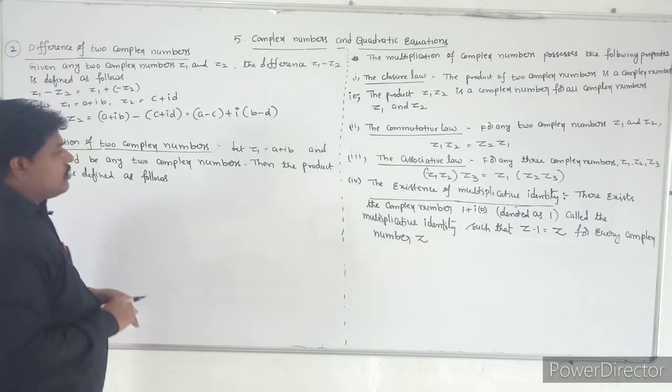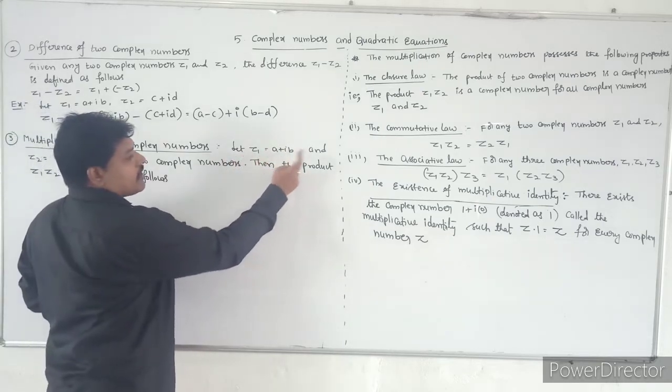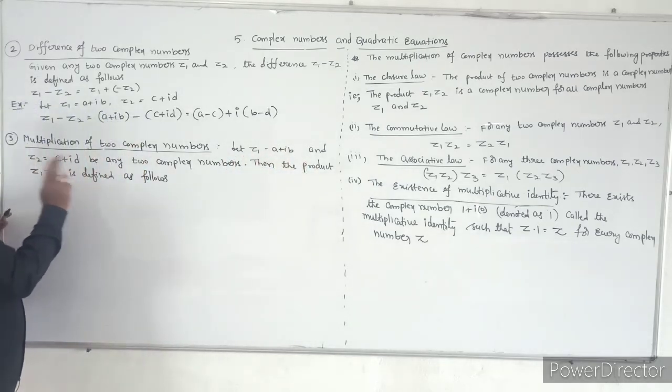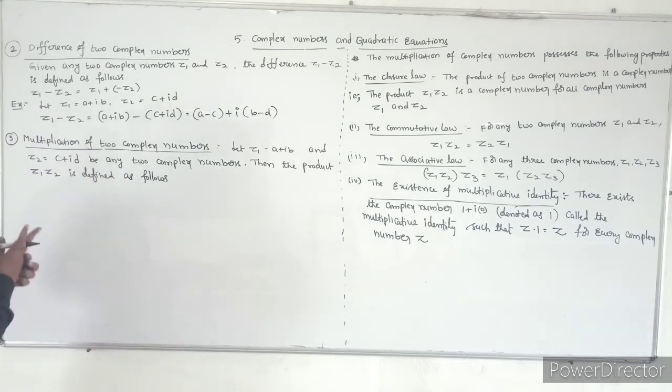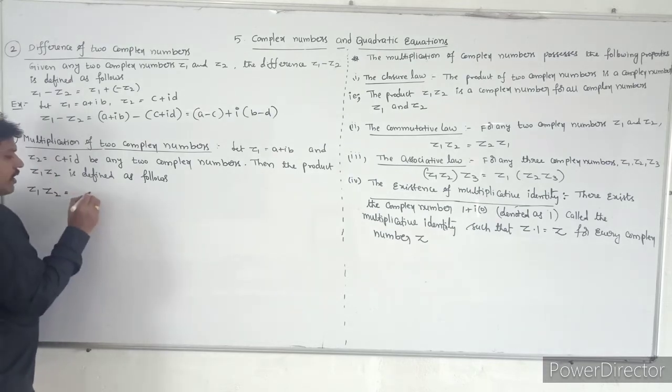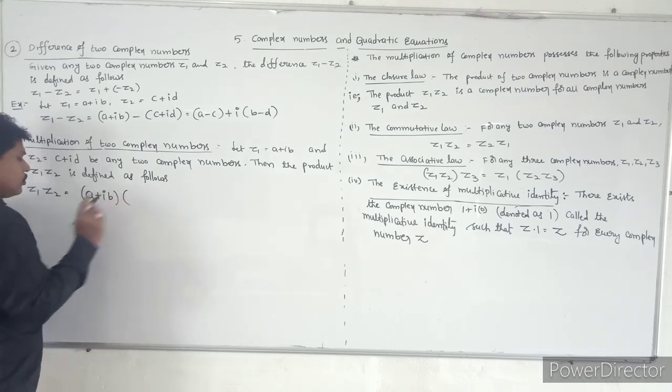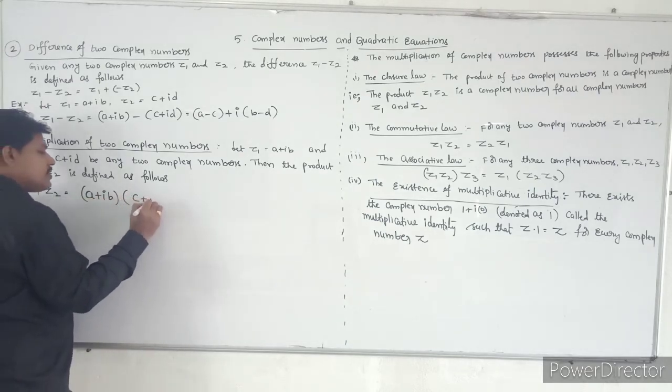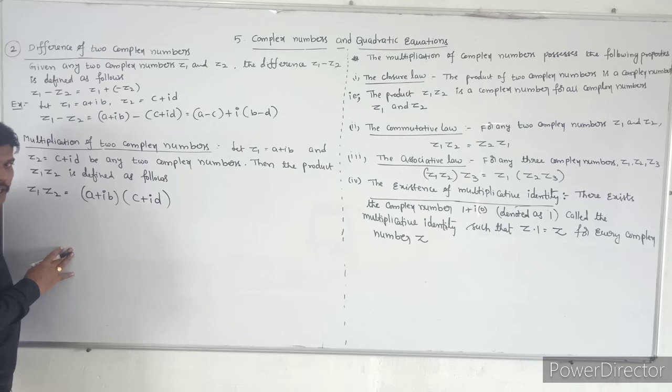Multiplication of two complex numbers. z1 is equal to a plus ib and z2 is equal to c plus id are two complex numbers. Then the product z1 z2 is defined as follows. z1 into z2 is equal to, what is z1? z1 is a plus ib into, what is z2? z2 is c plus id.